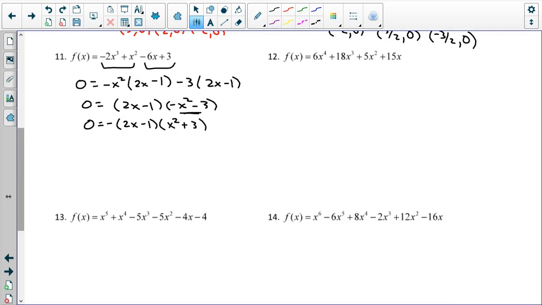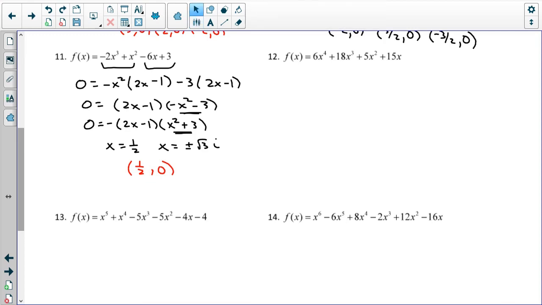So if I look at this, I get x equals 1/2, and x equals plus or minus the square root of 3 i if I solve this one, but those aren't real x-intercepts, so I don't really have to write them as x-intercepts. So (1/2, 0) would be my answer.